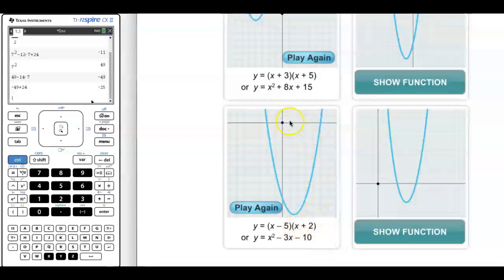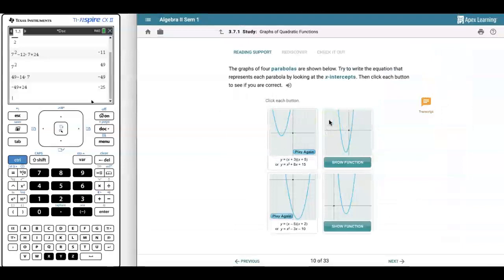We have another coordinate here at x equals 5. So again, we've got to flip the sign. So it now becomes y equals x minus 5 and x plus 2. Then we FOIL this out and we combine like terms, and we end up with this quadratic equation in our standard form there.